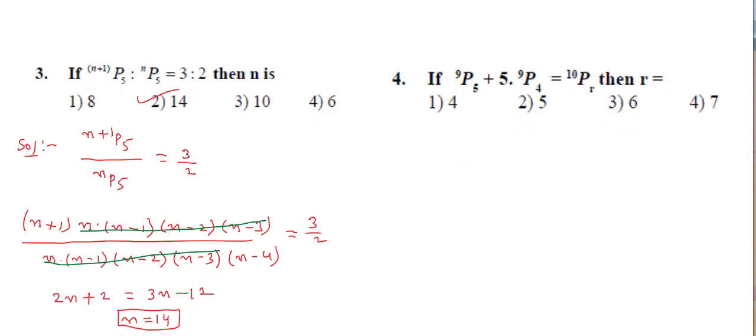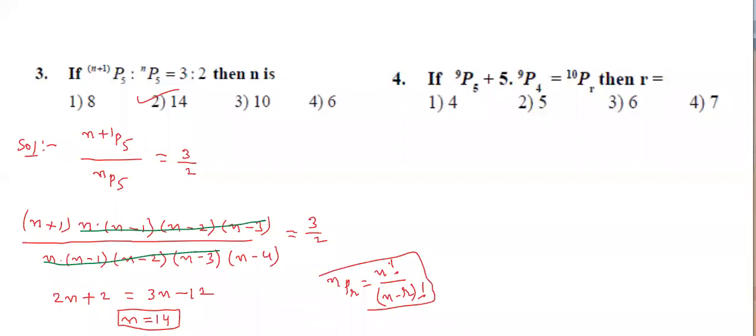Or use the nPr formula, no problem. What is the nPr formula? n factorial divided by (n minus r) factorial, and do the calculation, you will get the answer, no problem. Okay, right? So I'm going to the fourth question.